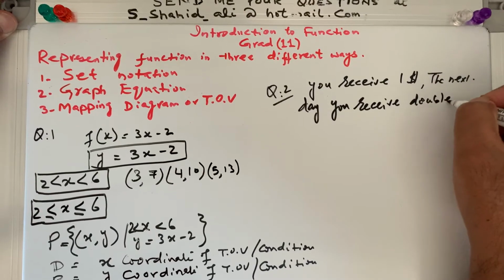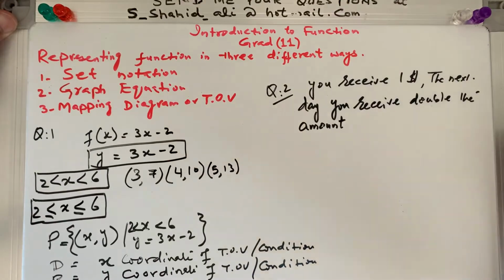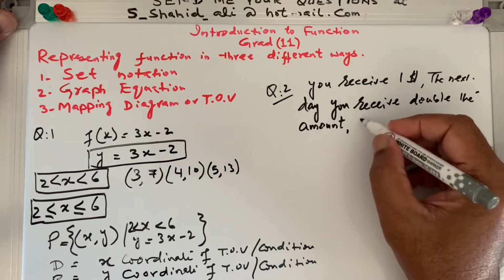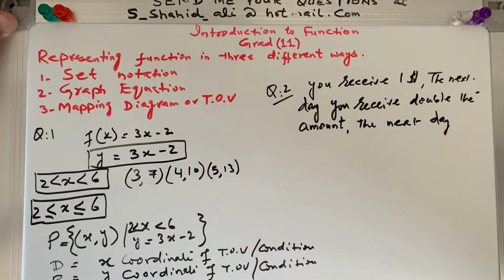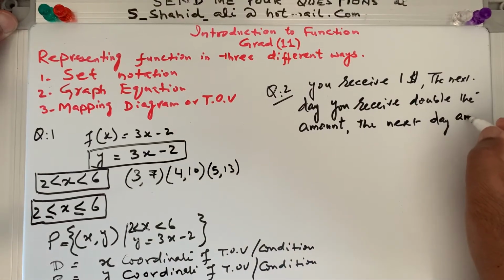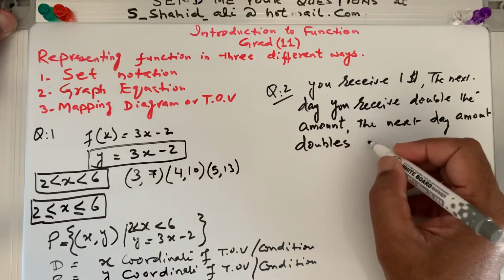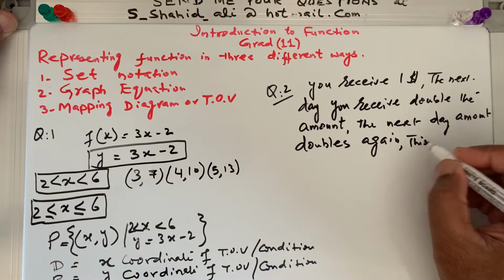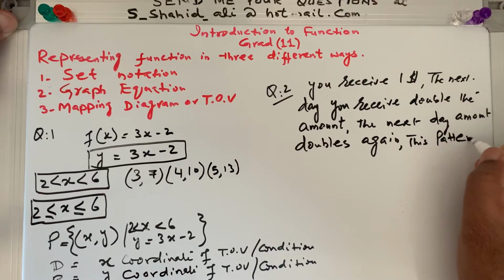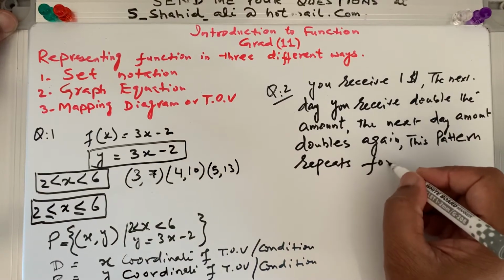You receive double the amount. The next day the amount doubles again. The pattern repeats for a week.